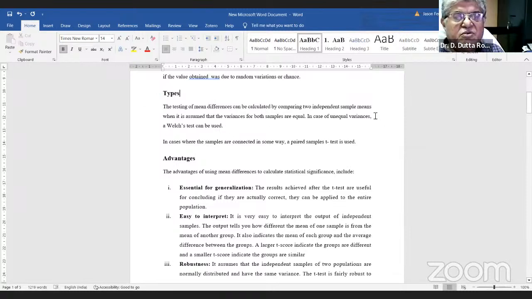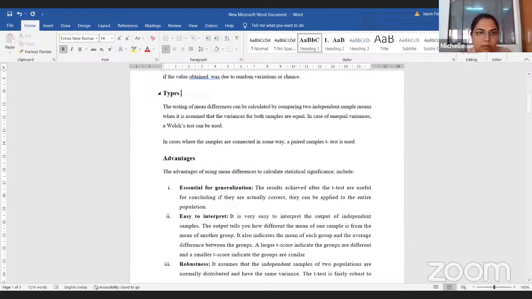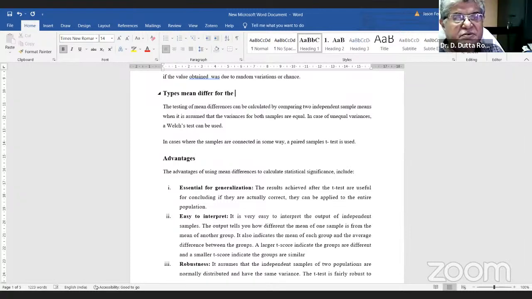But type includes many things, no? Mean difference for the small sample, mean difference for the large sample, mean difference for the independent sample, mean difference for the paired sample. Those are the different student t-tests. So instead of the mean difference, you can think about the student t-test, or t-test.